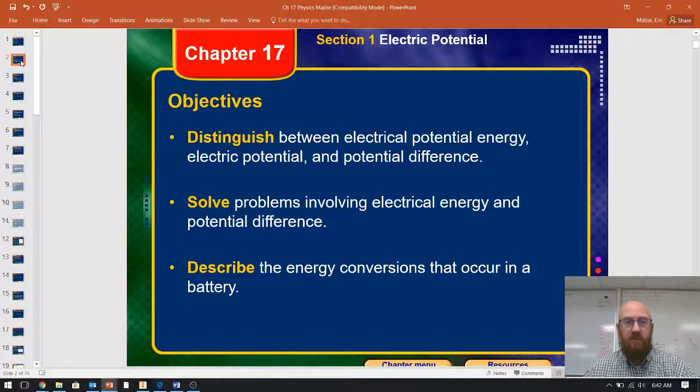So the point of this first section: distinguish between electrical potential energy and electrical potential. That's a huge one, and it is one that'll trip you up on the homework and on the bookwork, just because electric potential energy is different than electric potential. And you'll see the difference here in a second. We'll have a different equation. Potential difference is fairly easy to work through, and then solving problems is what we do.